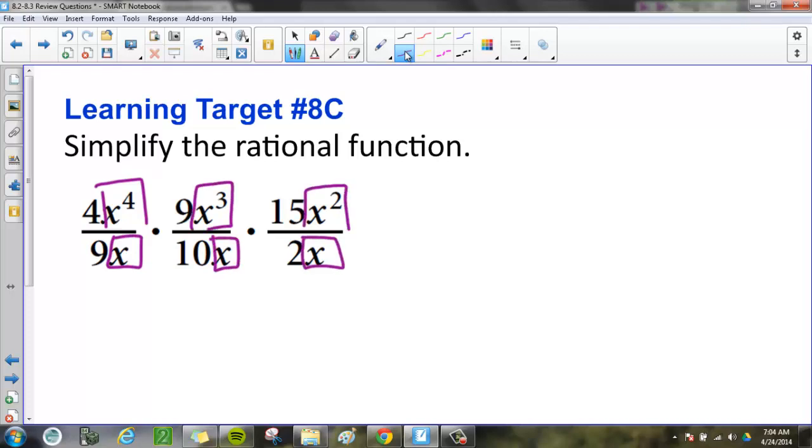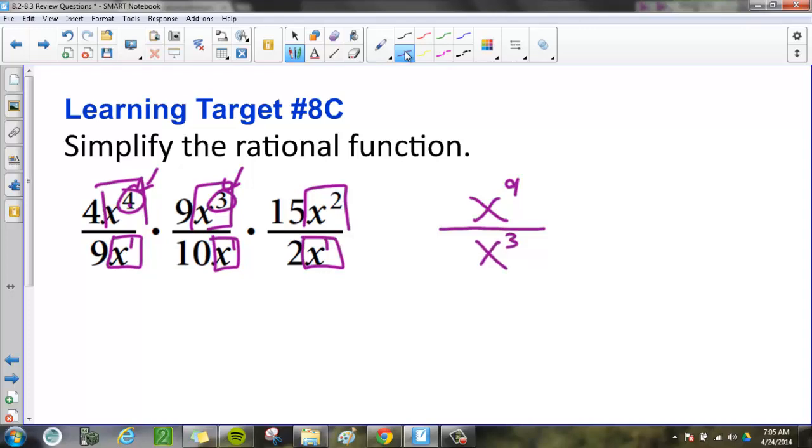And what I do is I add how many x's are in the numerator. So I got 1, 2, 3, 4. Sorry, this is 4. 1, 2, 3. So I have 7, 8, 9. So altogether I have x to the 9th on top, right? And then if I focus on my x's on the bottom, I have 1, 2, 3. Altogether I have 3, so x to the third on the bottom.